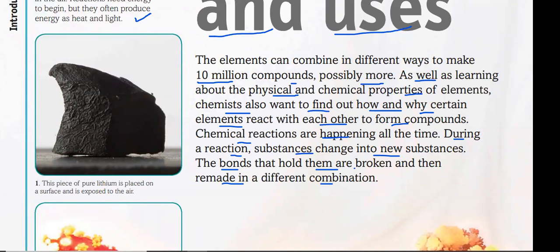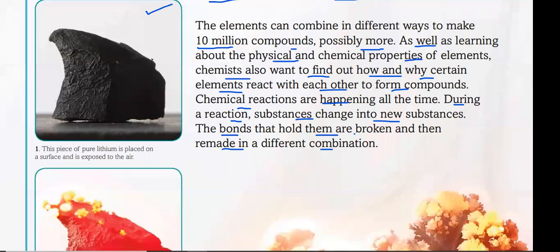Now we are observing here one piece of pure lithium that is placed on a surface and is exposed to air. How does it change?